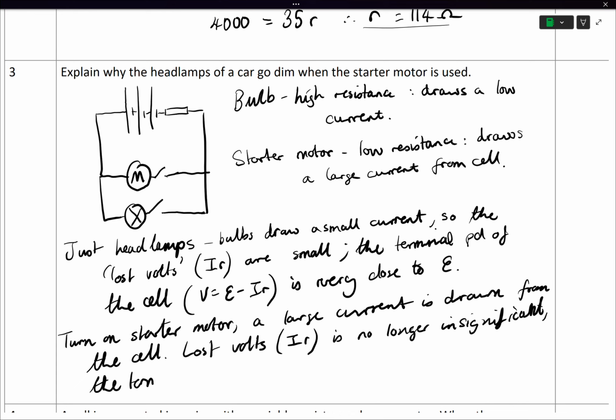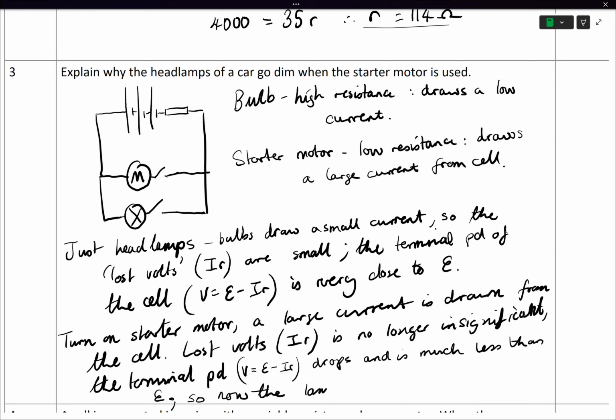The terminal PD, which is V equals E minus Ir, drops and is much less than E, so now the lamps have a lower PD across them, which means they get dimmer.